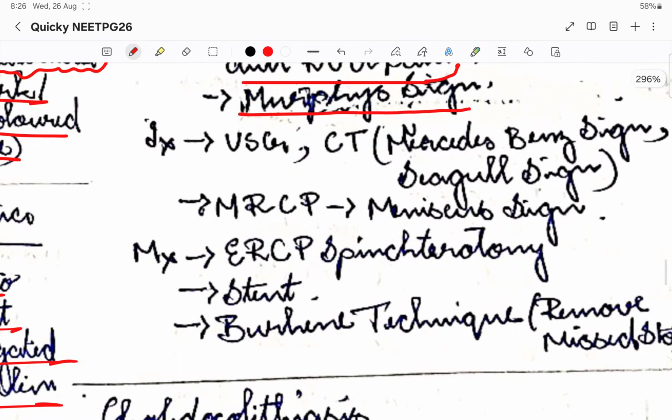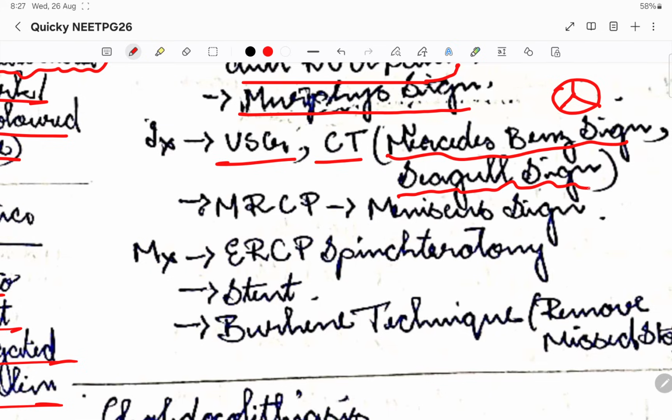stones. So investigation, basically USG and CT we will be doing. In CT there is something known as Mercedes-Benz sign. It is going to look like something like this. Okay, so Mercedes-Benz sign and the seagull sign. Okay, seagull sign will be there. Okay, then coming to MRCP, it is the investigation of choice. We are going to see the meniscus sign. Okay, so meniscus sign will be seen in MRCP.